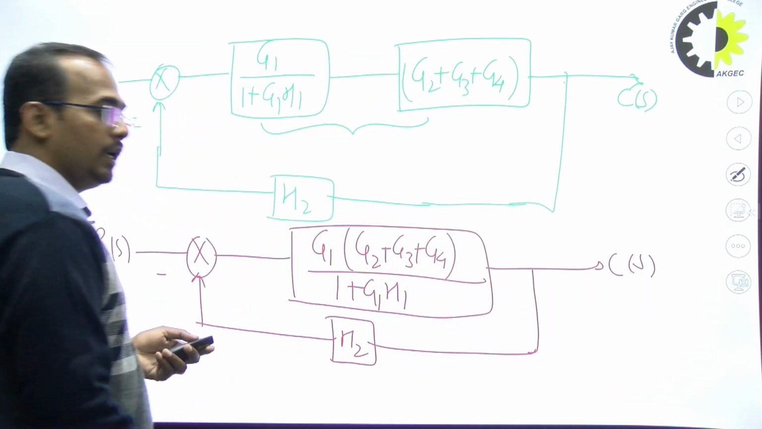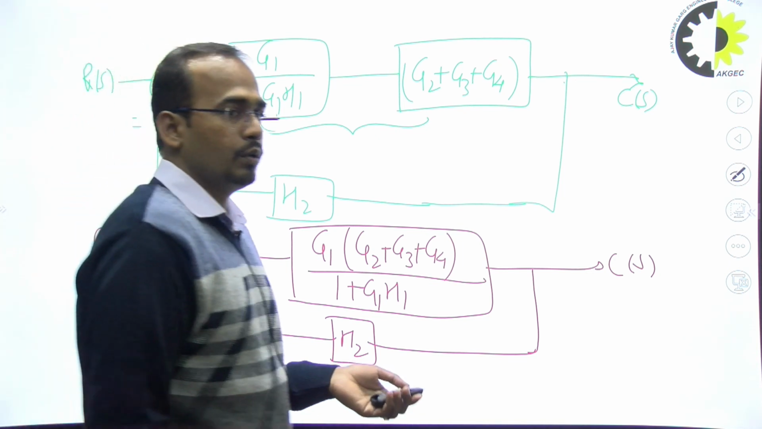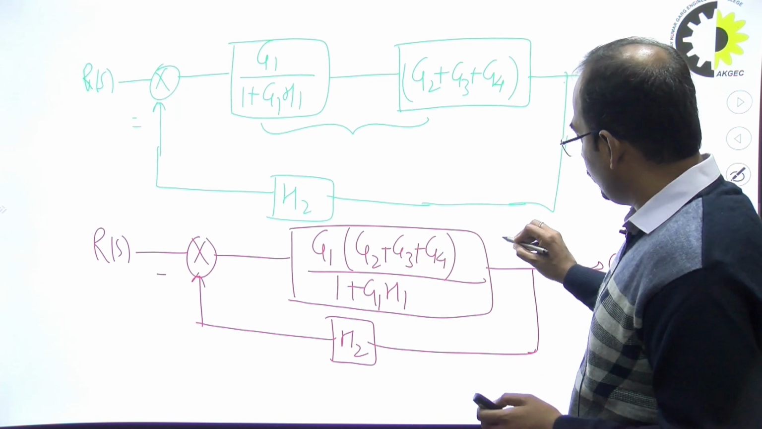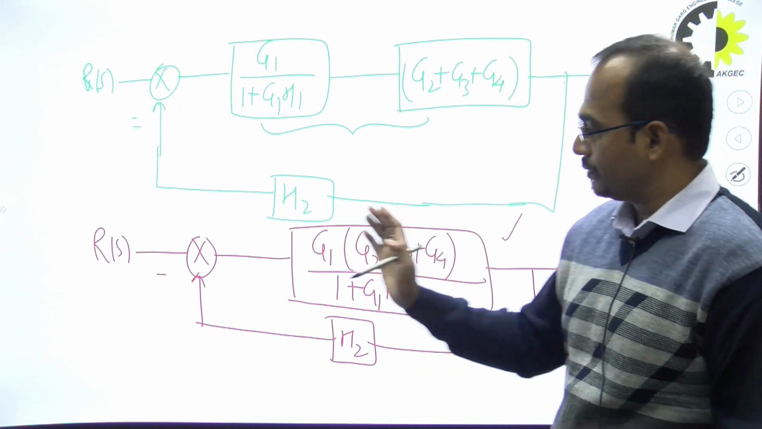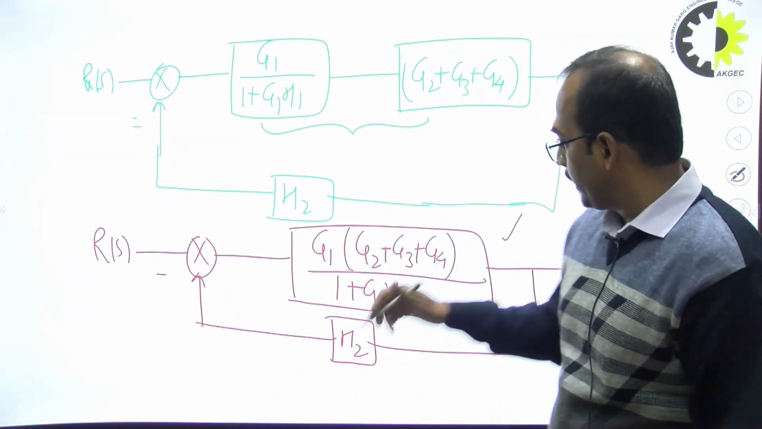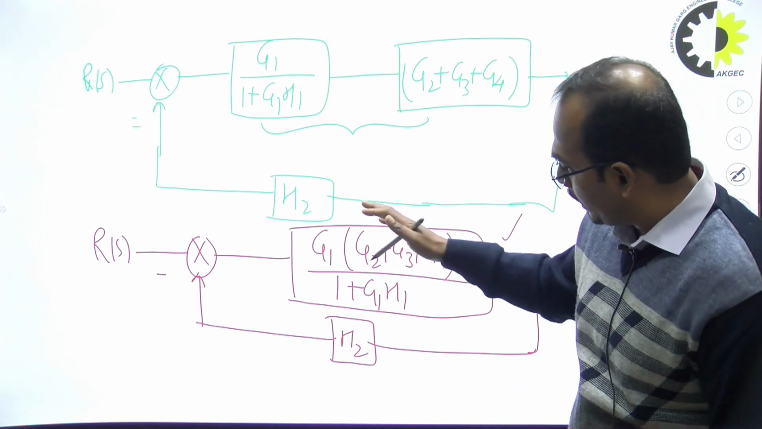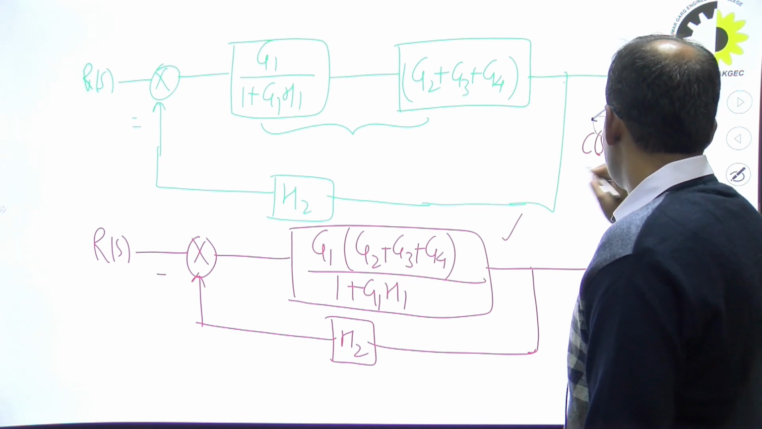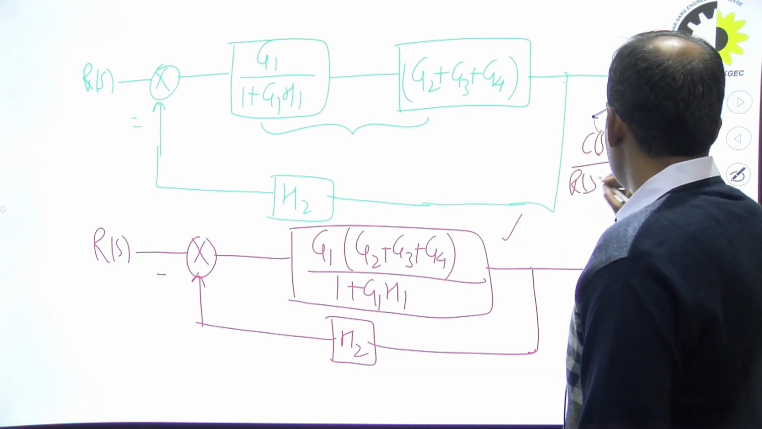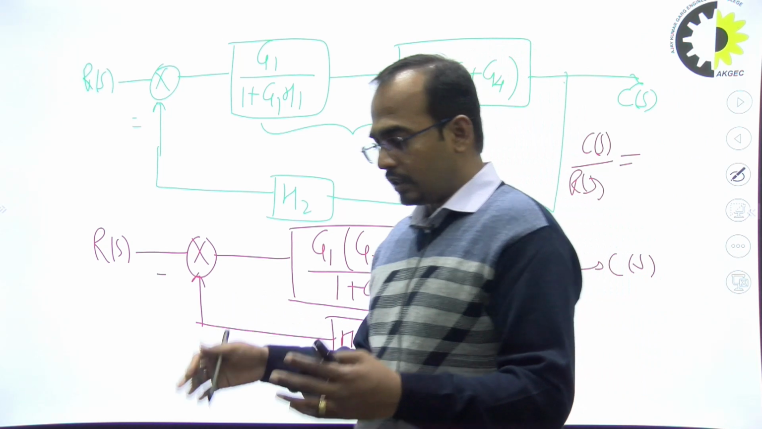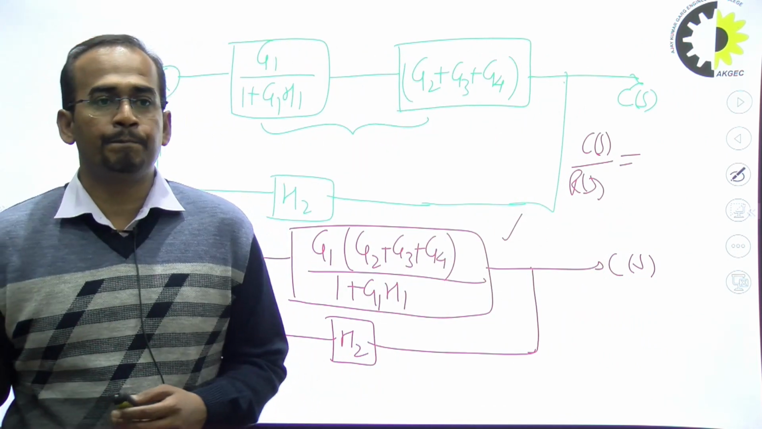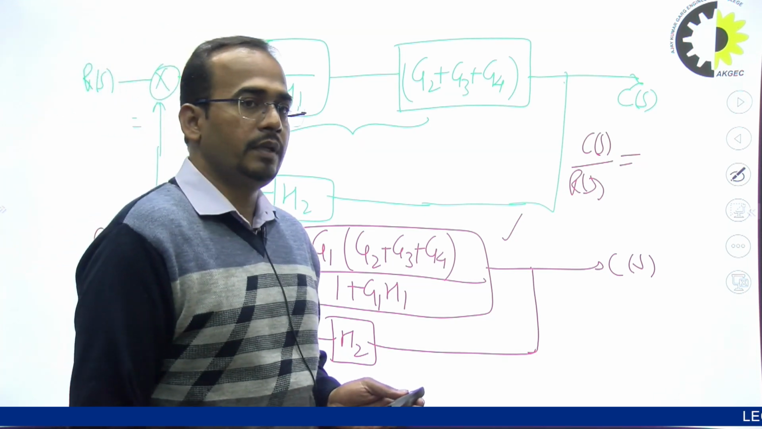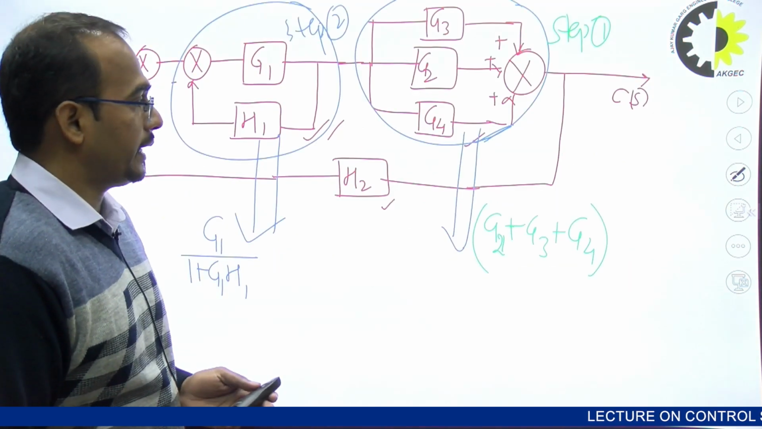Now you can see this is the standard canonical form of the closed loop system. So we have converted this into a standard canonical form. The summing point is on the left side, the takeoff point is on the right side. So you can again convert this and get the value of C(s) by R(s) by simplifying this. These are the methods by which you can simplify the block diagram using the techniques I have told you.